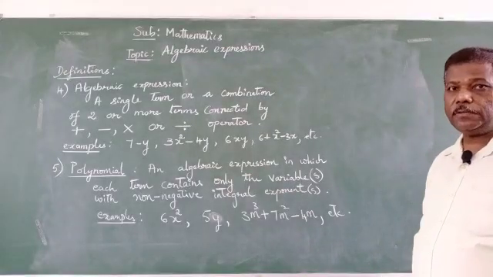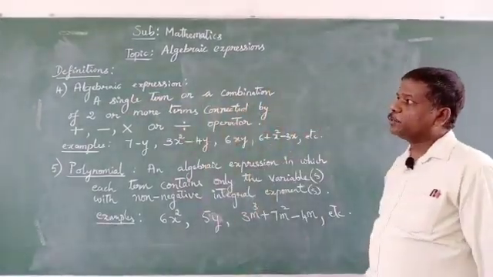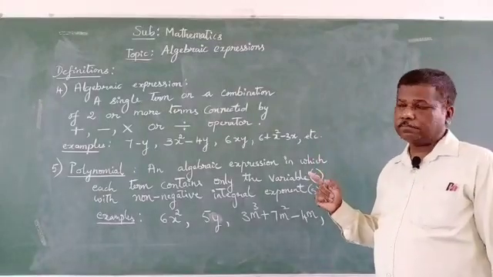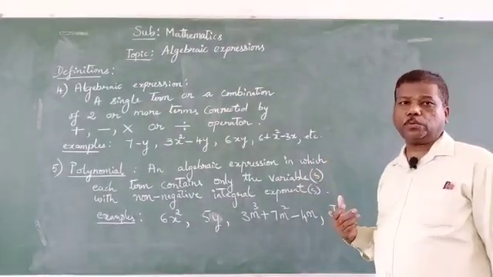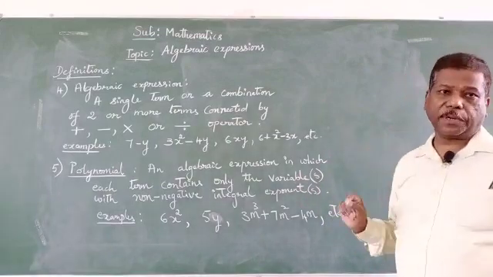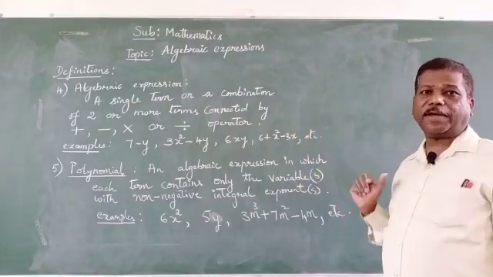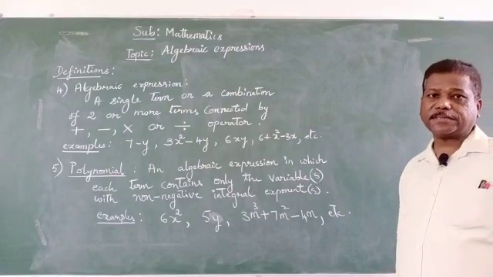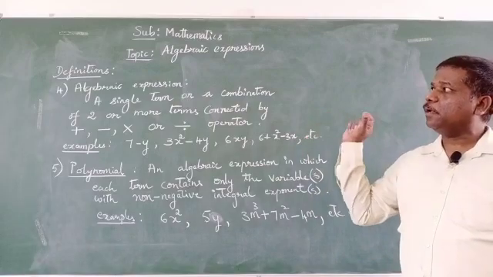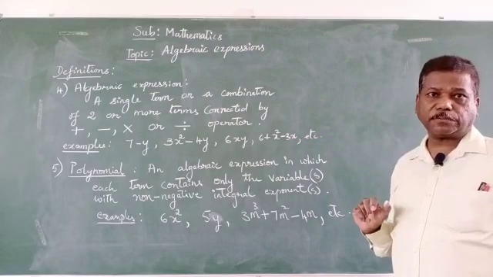The next definition is about algebraic expression. So what is this algebraic expression? A single term or a combination of two or more terms connected by a plus operator, a minus operator, multiply or divide operator, that is called an algebraic expression. So it can be a single term or a combination of more than two terms.